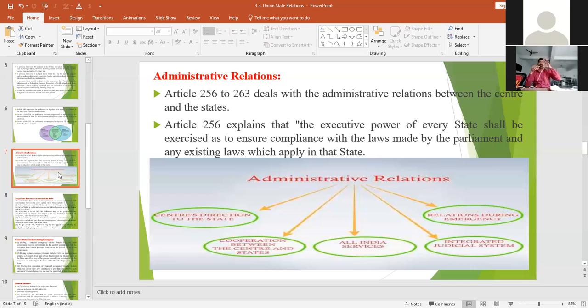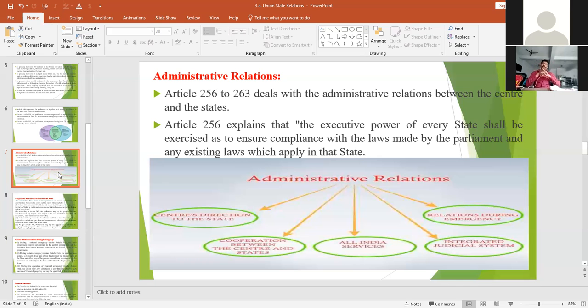So once again, I'm repeating that the first relation is that the center gives suggestions to the state governments, and the center and state should maintain cooperation. Particularly in the All India Services, the central government takes more initiative than the states. The state government does not have any role in the All India Services. And at the same time, in the integrated judiciary system, the Supreme Court all over India is the supreme judicial authority, the state governments have the high courts, and at the district level, the session courts.